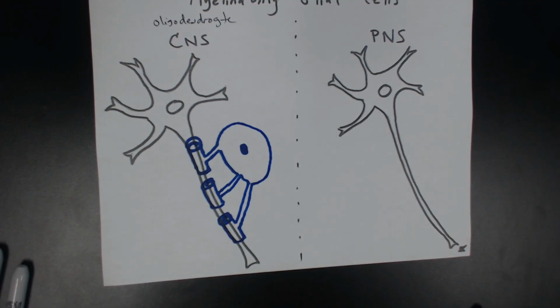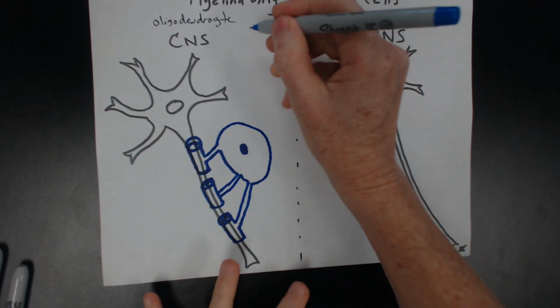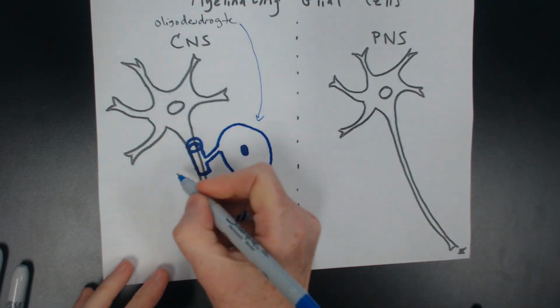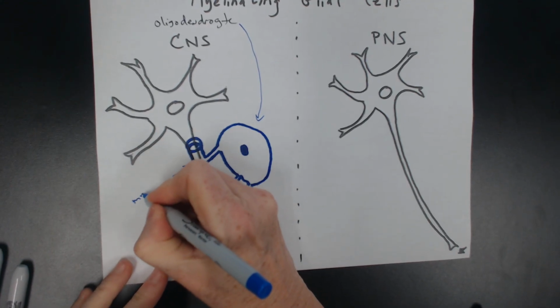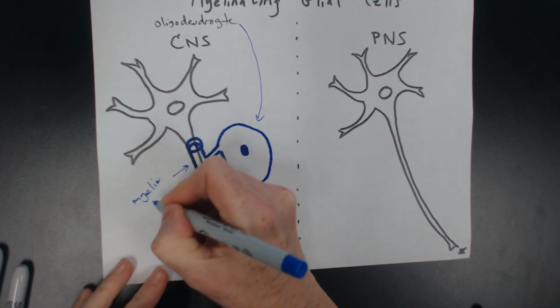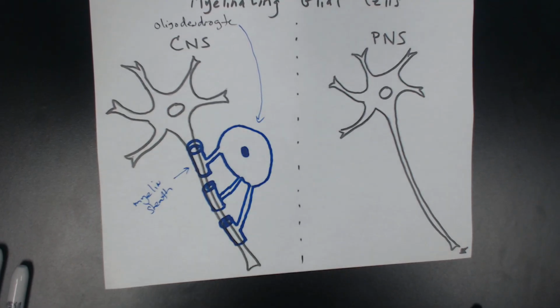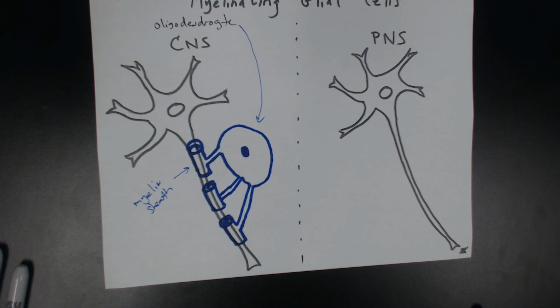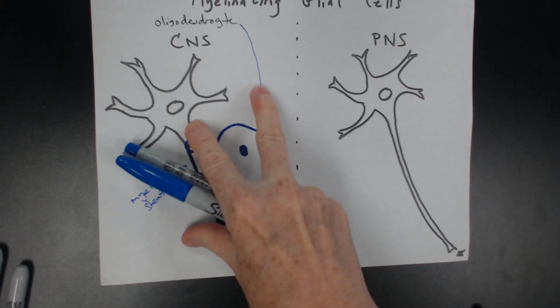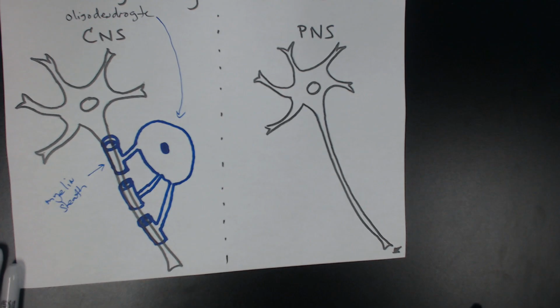Okay, so this guy is your oligodendrocyte, and this is your myelin sheath, M-Y-E-L-I-N sheath. So these oligodendrocytes essentially send out appendages. The appendages wrap around the axon to create a myelin sheath. Okay, that's CNS. Moving over to PNS.